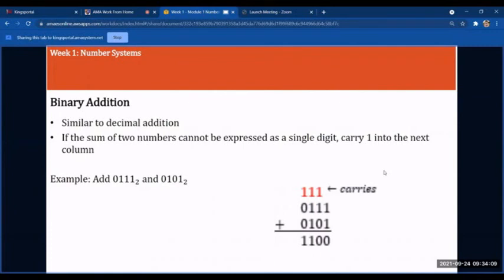So binary addition, so when we have binary addition, it is similar to decimal addition. If the sum of two numbers cannot be expressed as a single digit, carry 1 into the next column. Okay? So add 0011 base 2 and 0101 base 2. So when we add them, 1 plus 1, so 0, then carry 1, then 1 plus 1 plus 0, 0, carry 1 ulit, then 1 plus 1, 0 plus 1, 1. Then 1 plus 0 plus 0, 1. So ang sagot po natin is 1100.